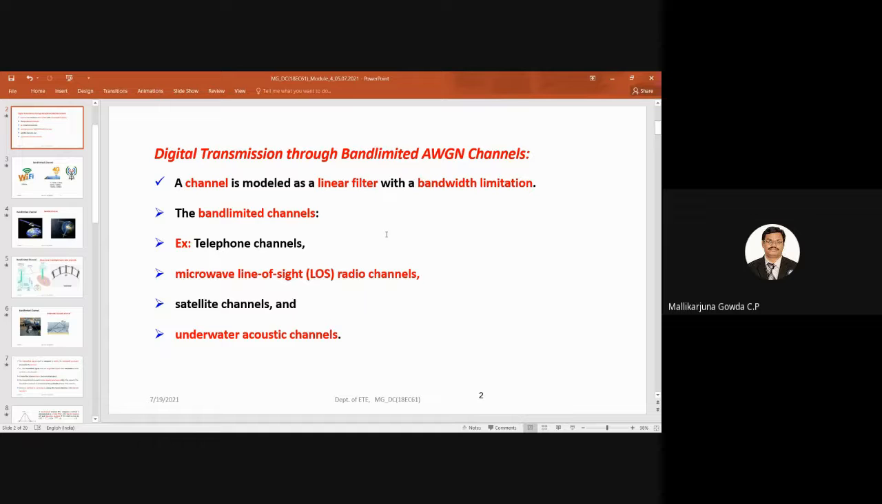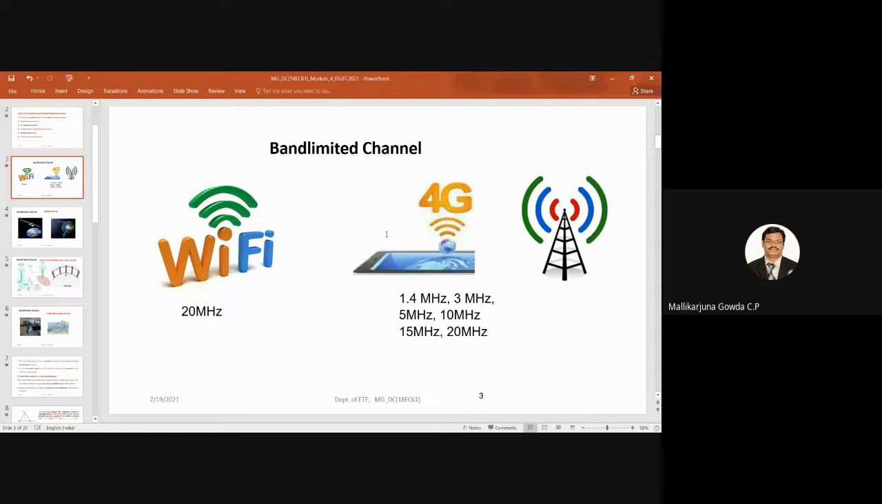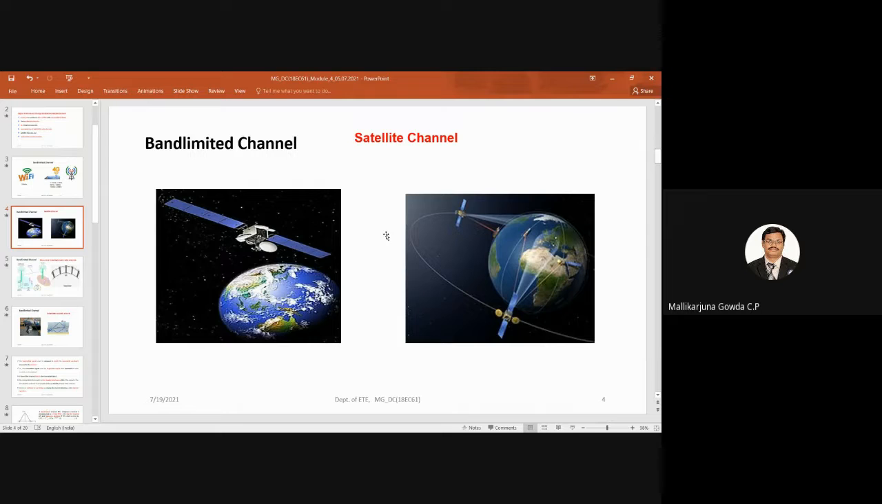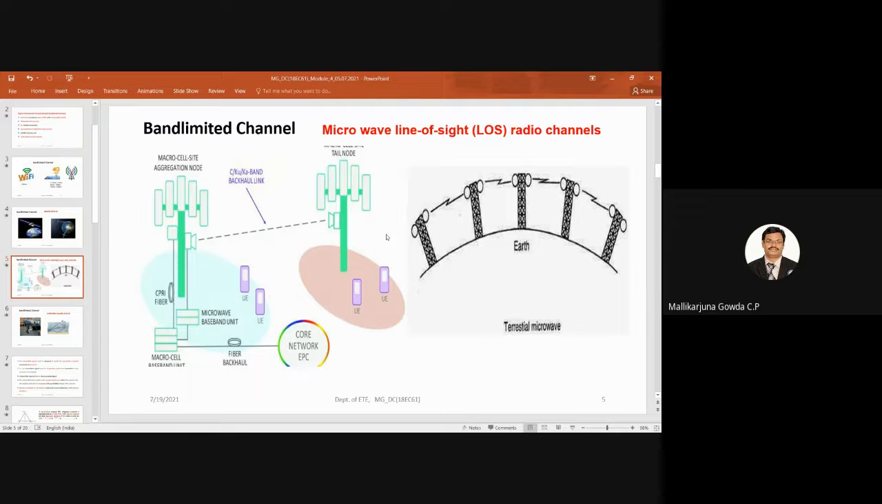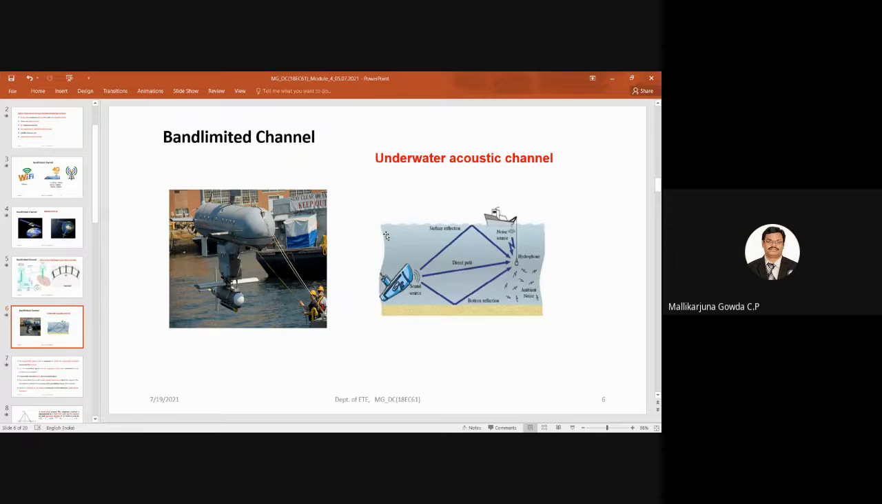Similarly, the microwave line of sight radio channel is also a band limited channel. Then the satellite channels and underwater acoustic channels also. So whatever channels you take, they are all limited in bandwidth. I gave pictures of what the band limited channels are: the satellite channels, then microwave line of sight channels, and underwater acoustic channels.